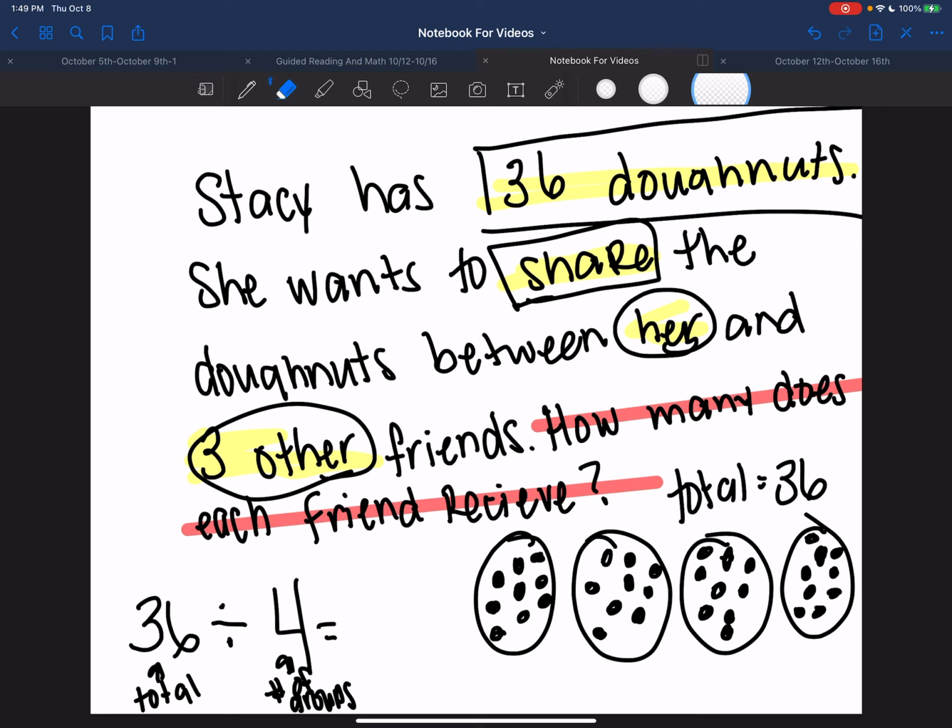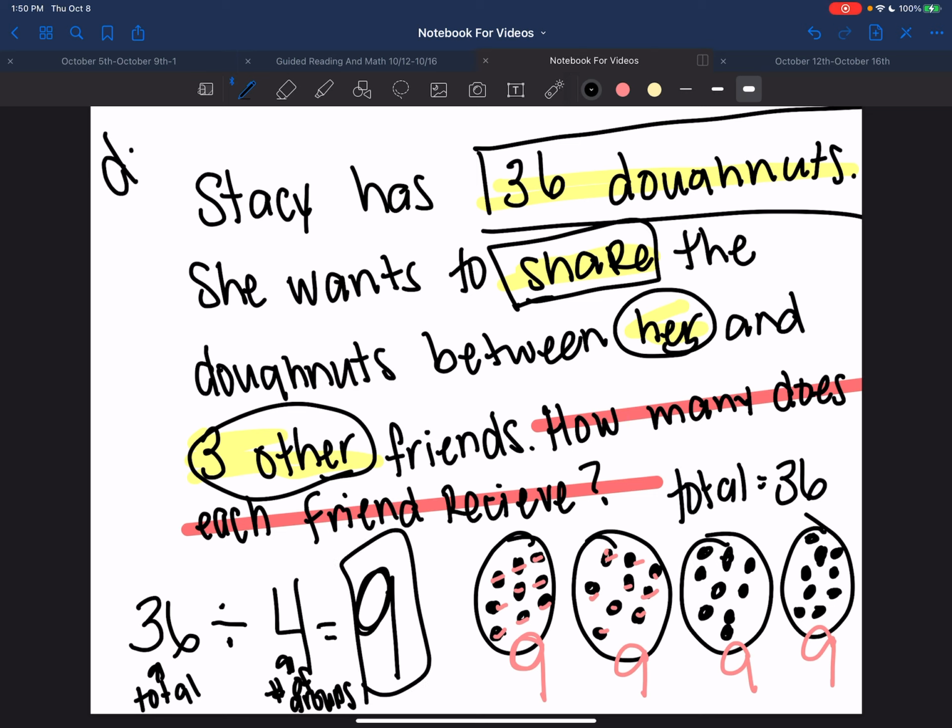Now I need to count and see how many each person received. So I'm going to switch colors so we can see. 1, 2, 3, 4, 5, 6, 7, 8, 9. This friend received 9. Let's double check. 1, 2, 3, 4, 5, 6, 7, 8, 9. So if we shared them equally, that means that each friend should have received 9. So 36 divided by 4 equals 9. This is a division problem because we started with the total. We knew how many donuts Stacy started with. And that is how you determine the difference between a multiplication and a division problem.